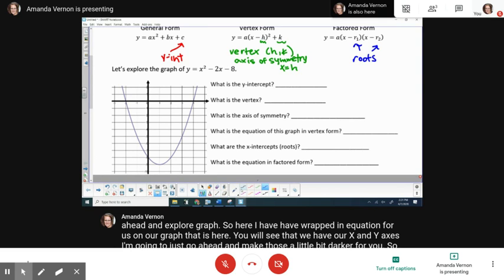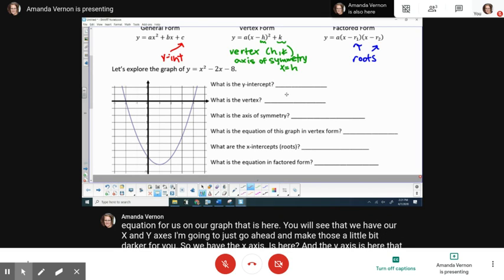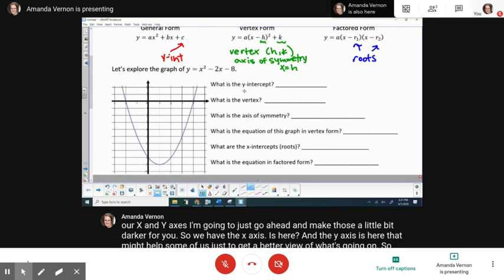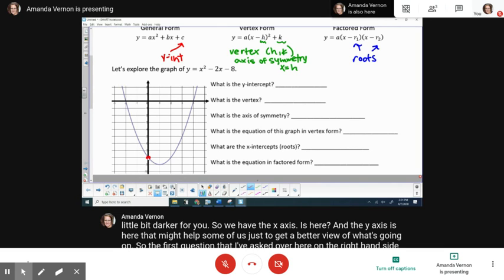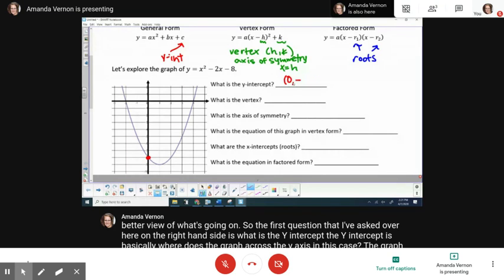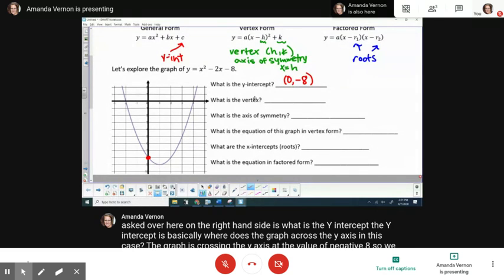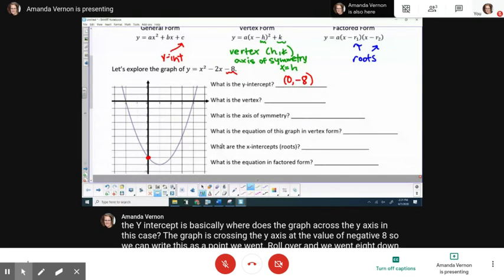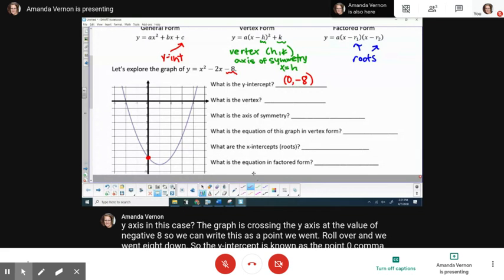The first question that I've asked over here on the right-hand side is, what is the y-intercept? The y-intercept is basically where the graph crosses the y-axis. In this case, the graph is crossing the y-axis at the value of -8. So we can write this as a point. We went 0 over and we went 8 down. So the y-intercept is known as the point 0, -8. We also can identify that the y-intercept is -8 from that general form that I gave you at the beginning of this problem.